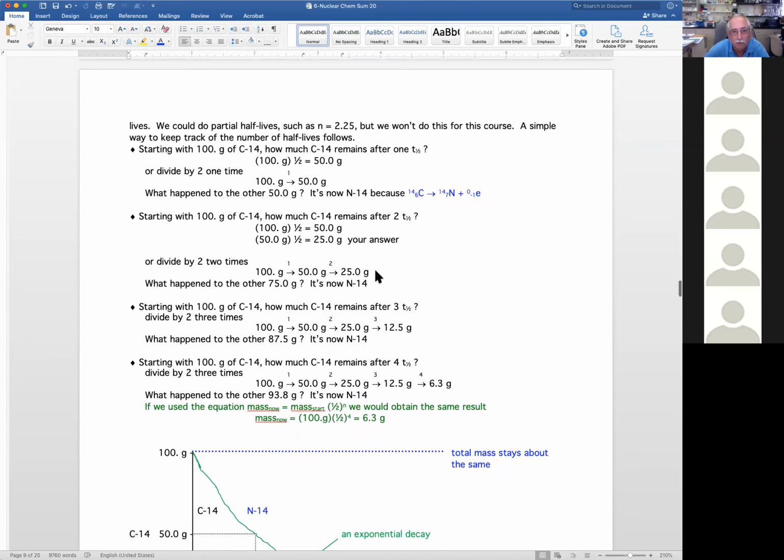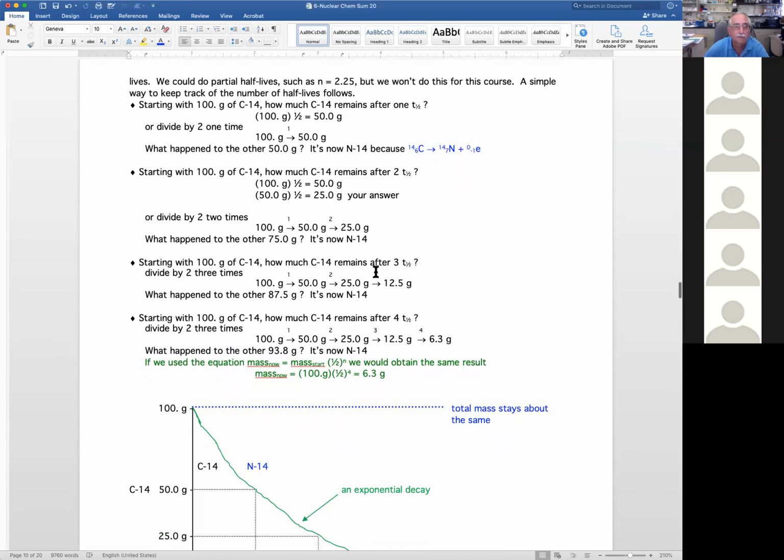So here's a simple way to do this kind of math. Starting with 100 grams of carbon-14, how much carbon-14 remains after 1 half-life? Okay, I'm multiplying by 1/2 one time, the answer is 50. Here's another way to look at it. You start with 100. After one half-life, you got 50.